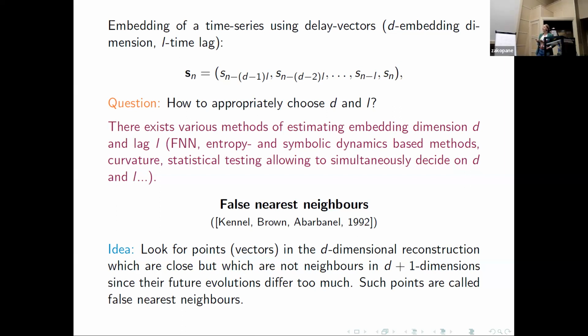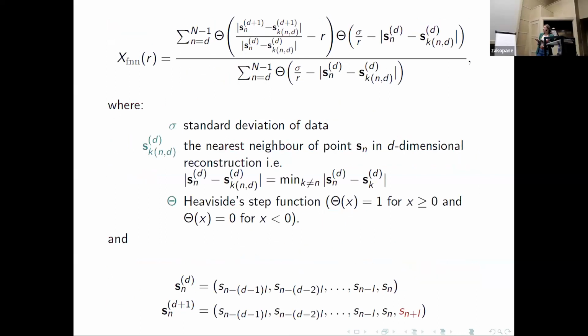For example, consider two points in 4-dimensional space. They may be very close, maybe even at the same point. But if you add another coordinate, a fifth coordinate, so you just increase the embedding dimension, then you see what the nearest future evolution of these two points will be. So this is the formula for the false nearest neighbor statistic.